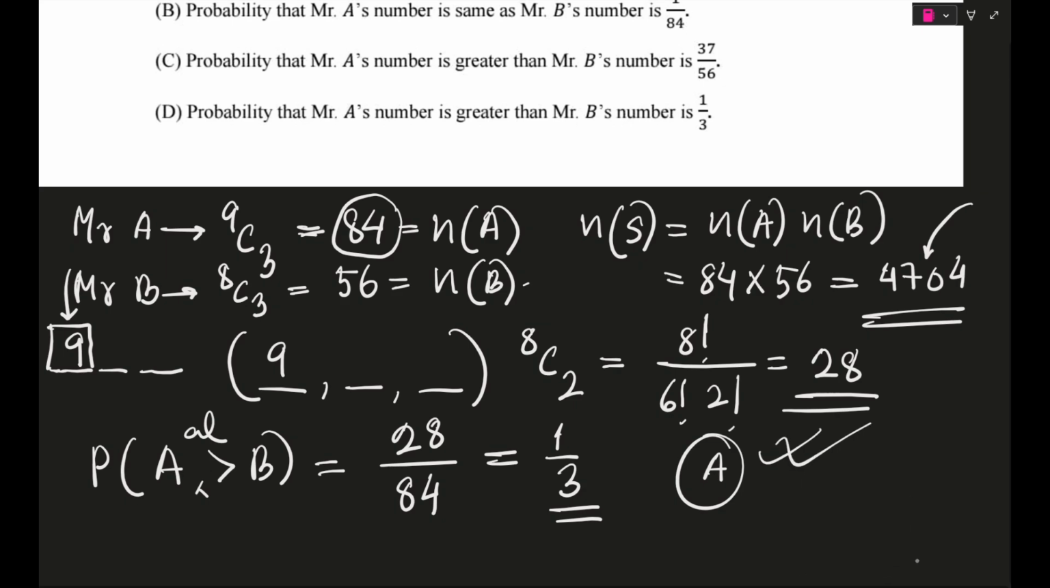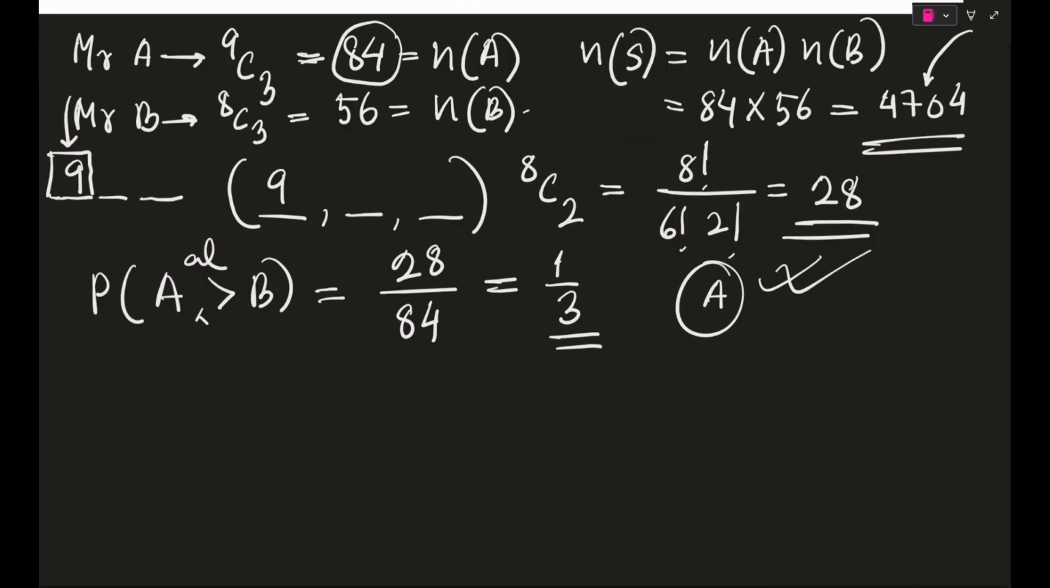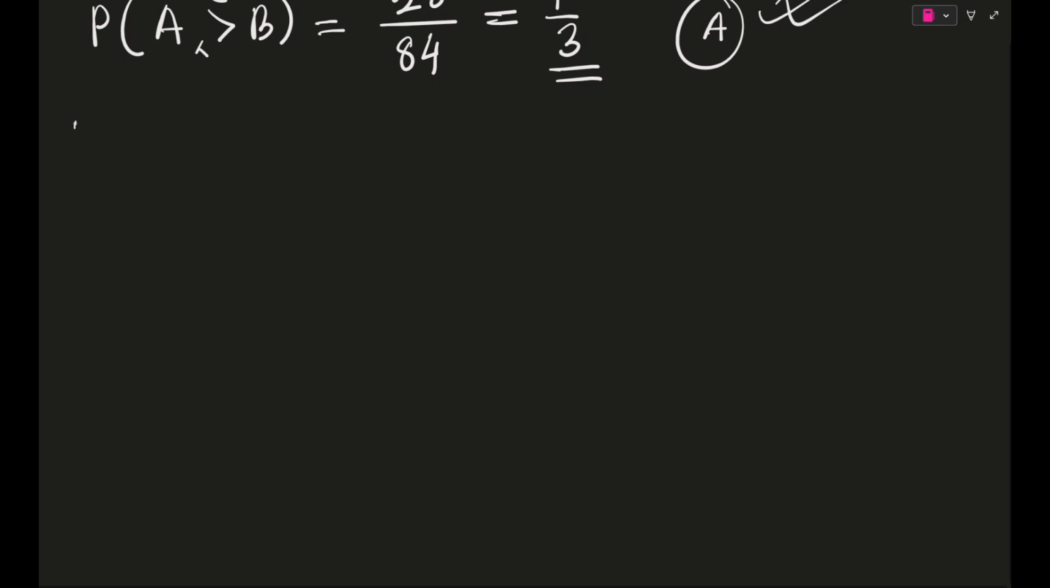Okay, so guys, moving on to the next option, which is option number B. Now, option number B says, I'm reading it for you, don't worry. Option number B says the probability that Mr. A's number is same as Mr. B's number is 1 by 84.